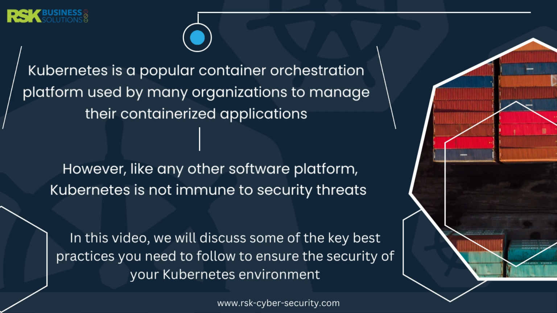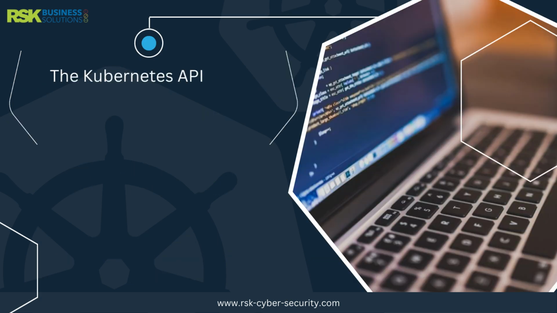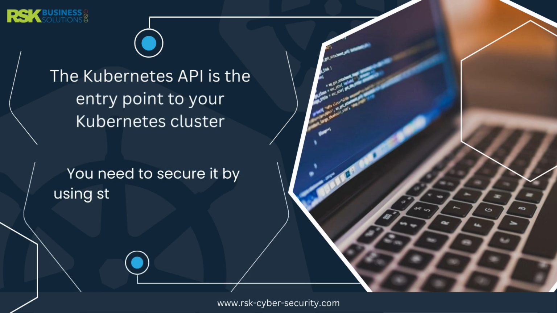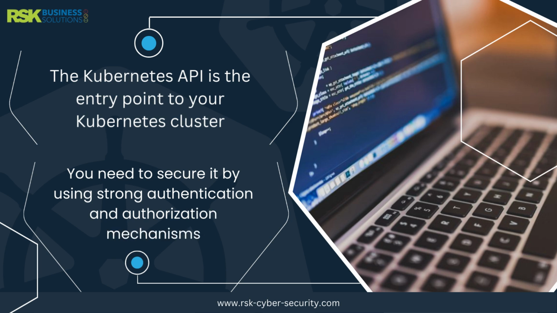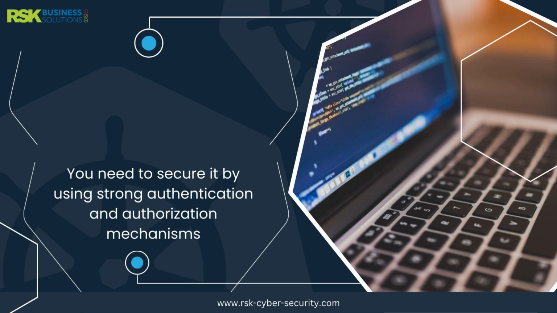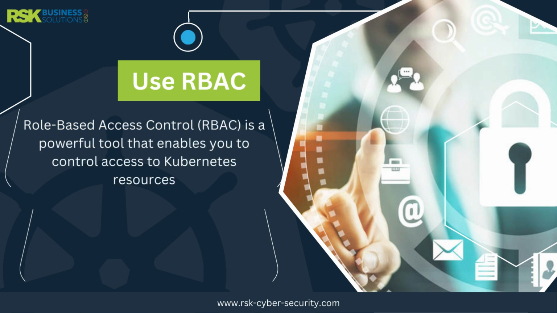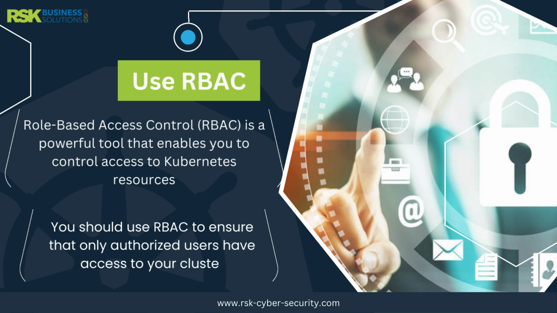of your Kubernetes environment. The Kubernetes API is the entry point to your Kubernetes cluster. You need to secure it by using strong authentication and authorization mechanisms. 1. Use RBAC, role-based access control. RBAC is a powerful tool that enables you to control access to Kubernetes resources. You should use RBAC to ensure that only authorized users have access to your cluster.